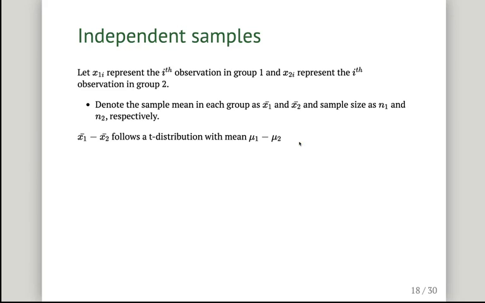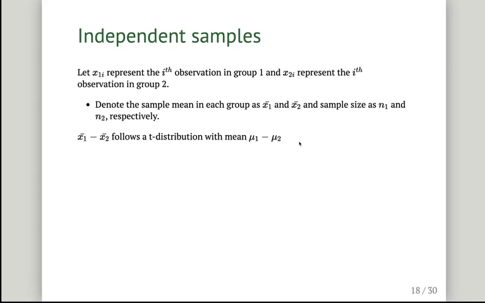So let's talk about the opposite approach, the independent samples approach. We'll let x1i represent the ith observation in group 1, x2i will be the ith observation in group 2. We'll denote the sample mean in each group as x bar 1 and x bar 2. Because the groups are not linked, the sample sizes may be different. So we'll have sample size n1, sample size n2.